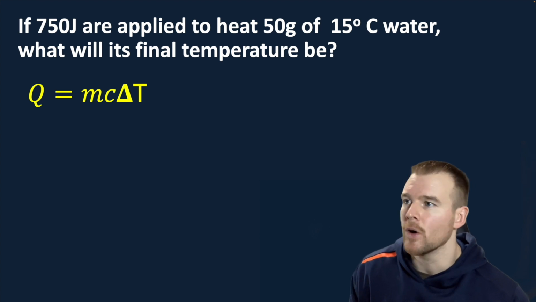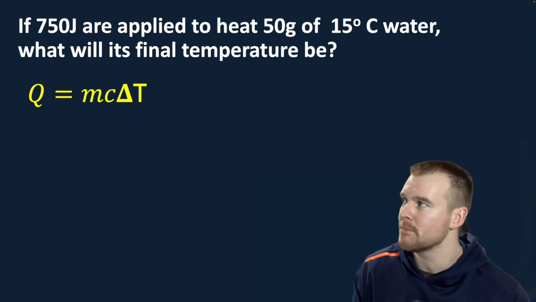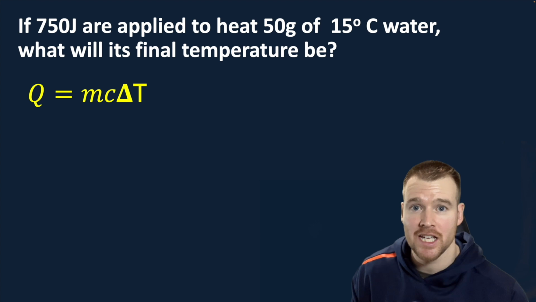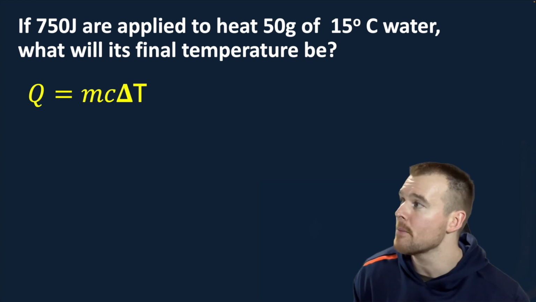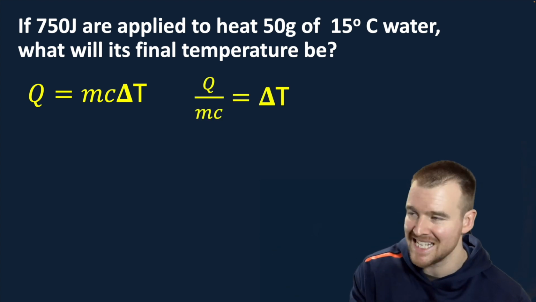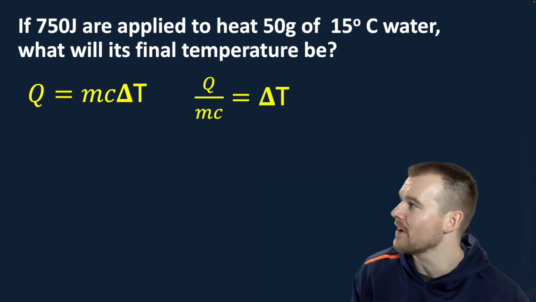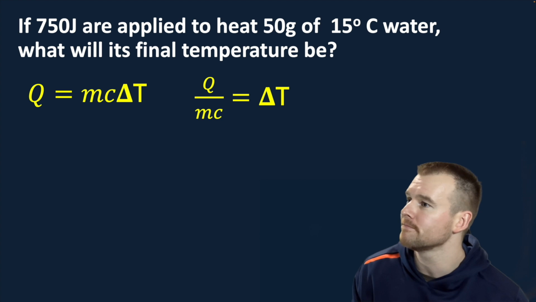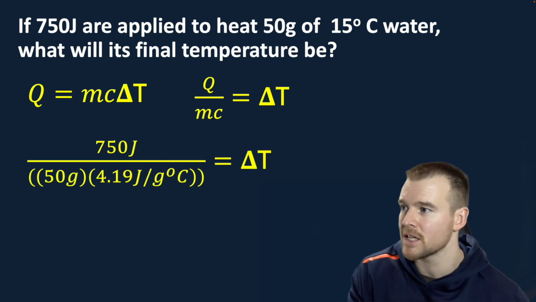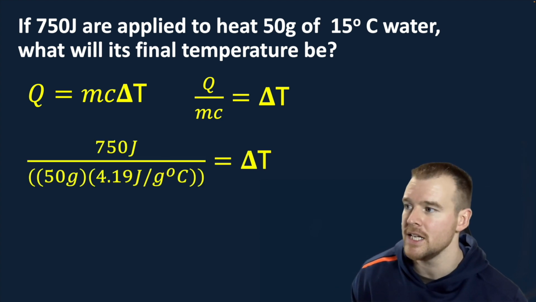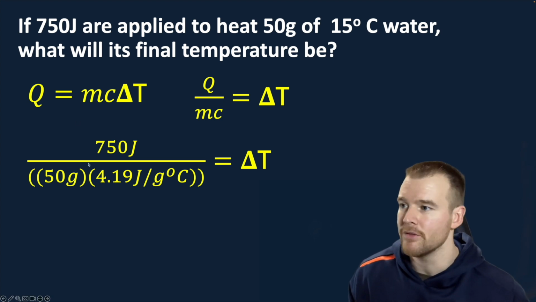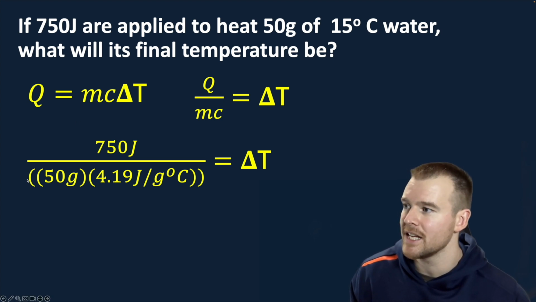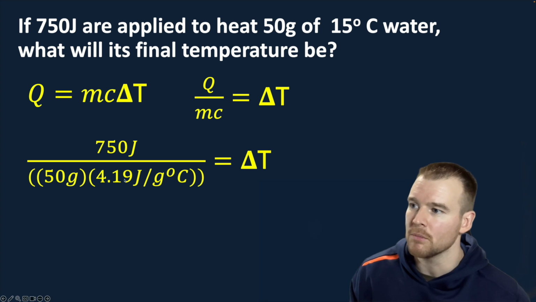This one, what are we looking for? It says, what's the final temperature? I want to figure out the change so I can get that answer. How much does the temperature change is what I'm looking for. So I have to rearrange for delta T, so we'll divide the M and the C to the other side. Divide by M and C, let's plug the numbers in here. So 750 divided by 50 and 4.19. Now I'm going to highlight here, we need to make sure we put double brackets. So we're dividing by this entire number.